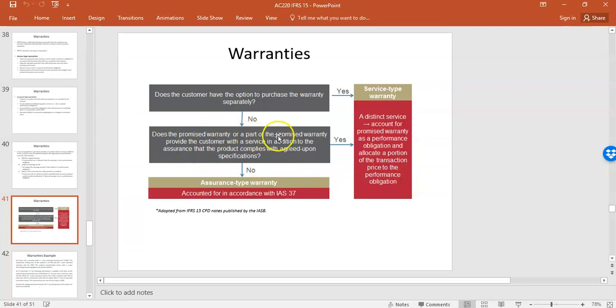Does the warranty or part of the warranty provide the customer with a service in addition to the assurance that the product complies with the agreed upon specifications? So it's a bit wordy, but essentially it's saying, does this warranty give the customer more than just saying this product is as specified? Does it give a longer type warranty? Does it give extra assurances over and above what you would normally expect based on consumer law? And if it doesn't, then it's a normal assurance type warranty. But if it does, then you're into IFRS 15 and a separate performance obligation.